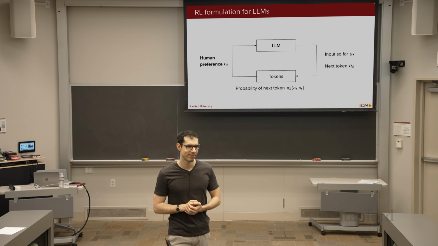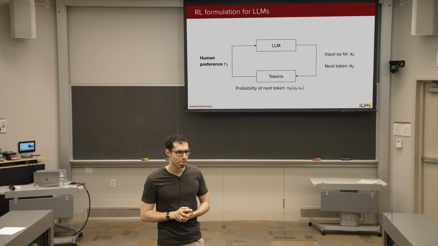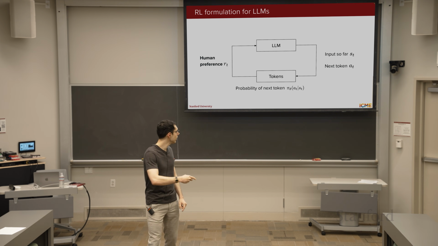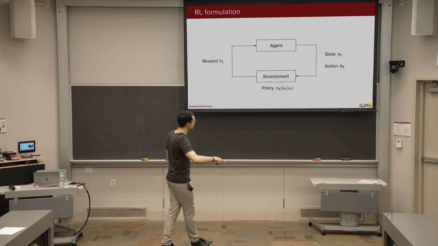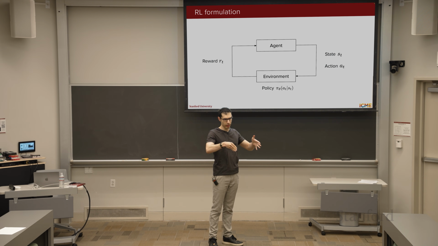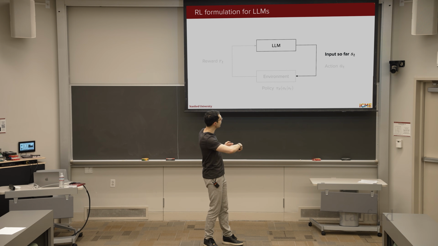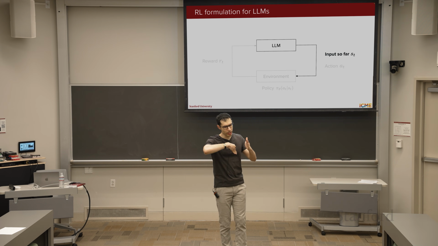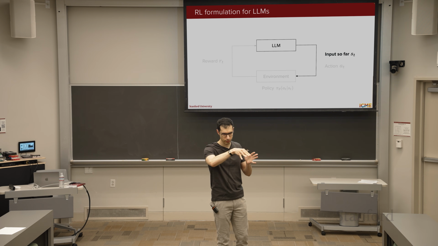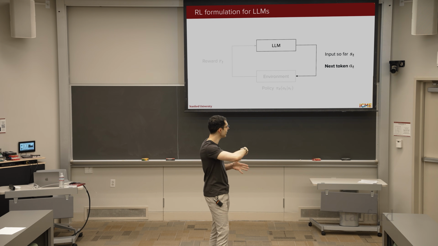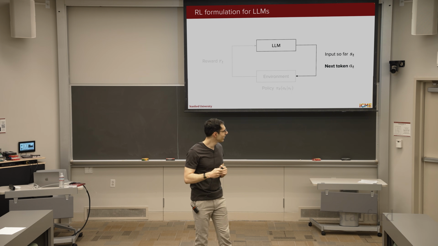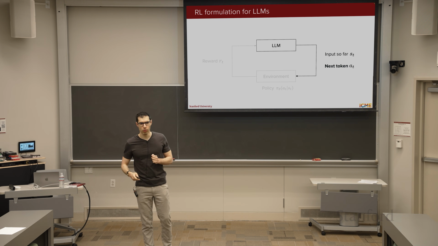Oh, right. So the question is, what is the AT and ST? Just as a reminder, ST is the state that you're in, and AT is the action you want to take. So in the context of an LLM, the state that you're in is the input that you have so far, and the action is which token you want to generate, given that input. Cool. So far, so good?